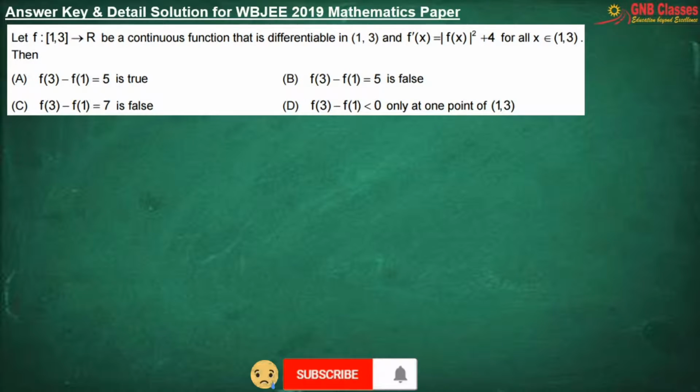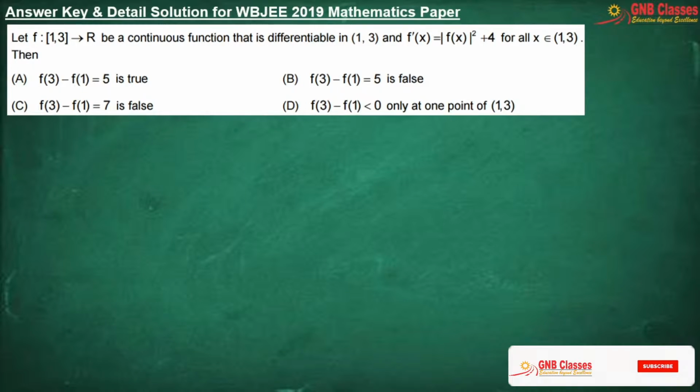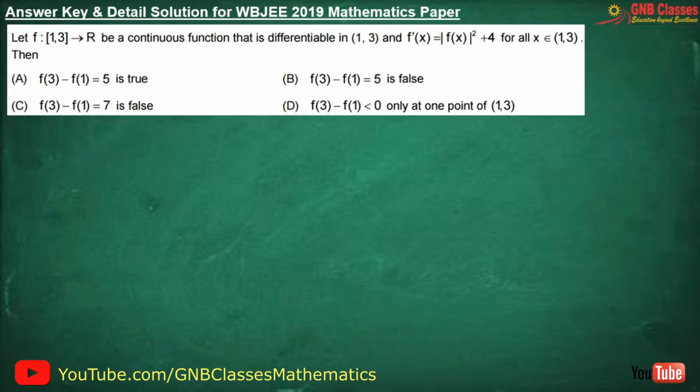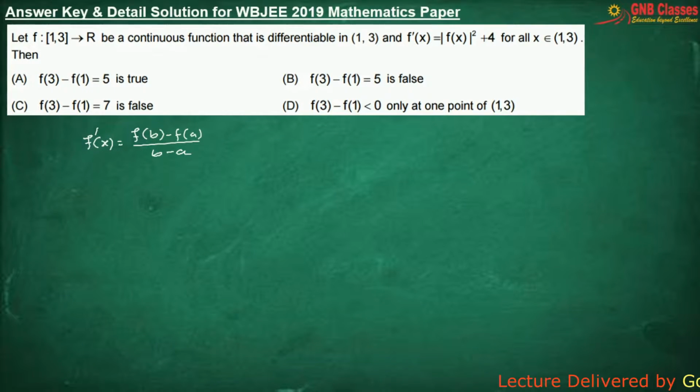Now in this problem they have given that the function is continuous and differentiable in the given domain. We know from Lagrange's mean value theorem that if a function is continuous and differentiable in the given domain, then there exists a value x which lies between 1 and 3 such that f dash x will be equal to (f(b) minus f(a)) divided by (b minus a). Here a is 1 and b is 3.